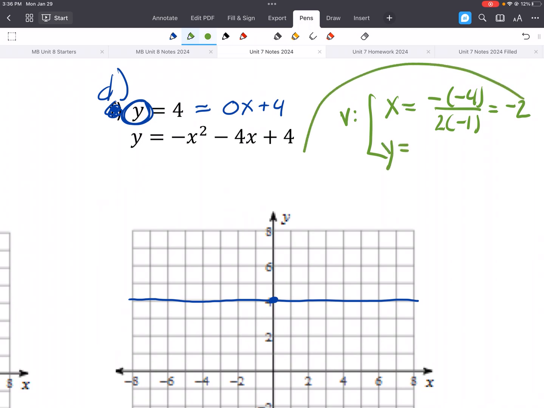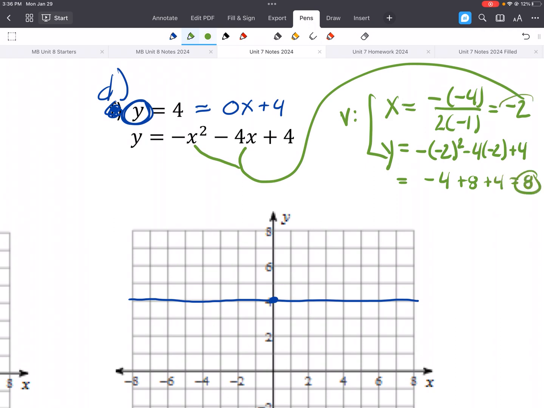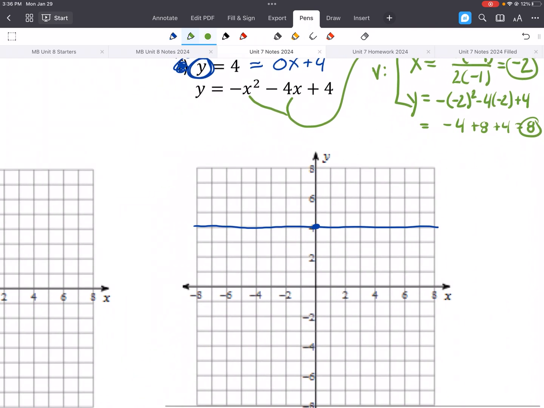So we're going to take this negative 2 and we'll plug it in. So we'll have negative 2 squared minus 4 times negative 2 plus 4. Again, we have negative 4 plus 8 plus 4, so I think we end up getting 8. So that's our vertex, would be negative 2, 8. And then we'll use our pattern. So here a is negative 1, so we'll do 1, 3, 5 going down. So over 1, down 1, over 1, down 3, over 1, down 5.